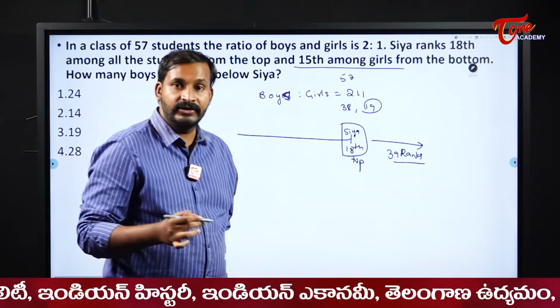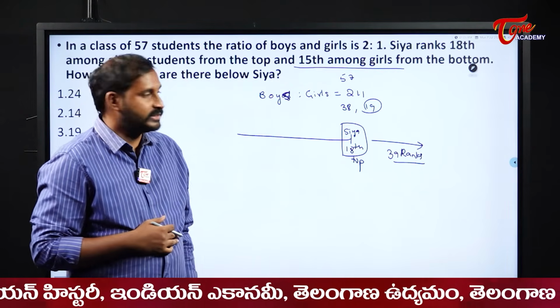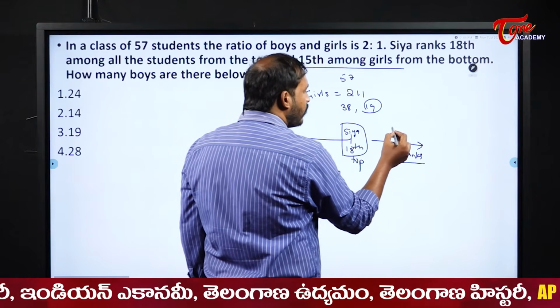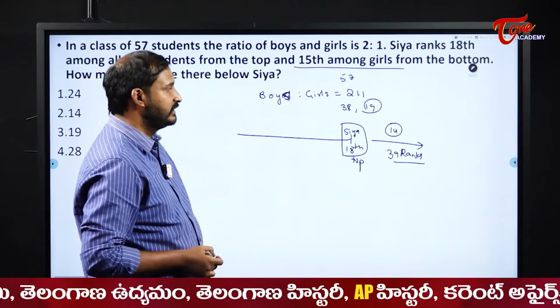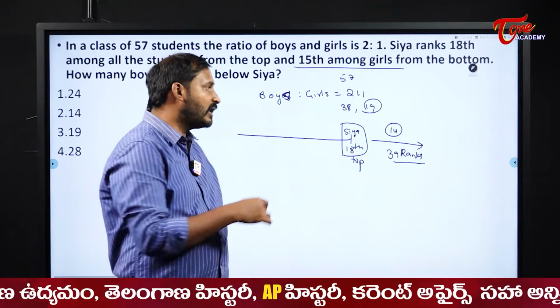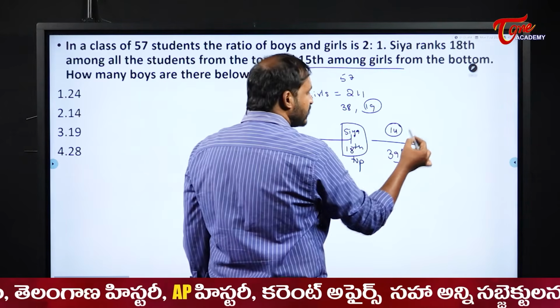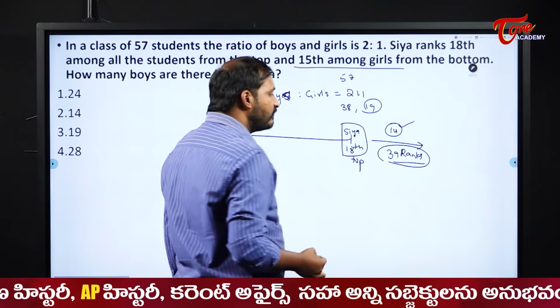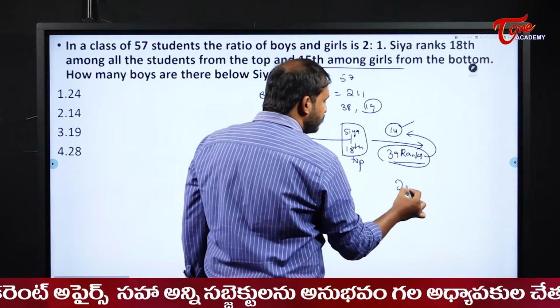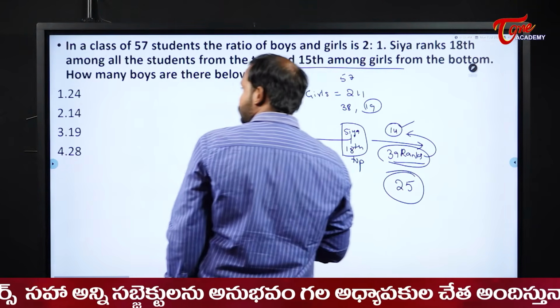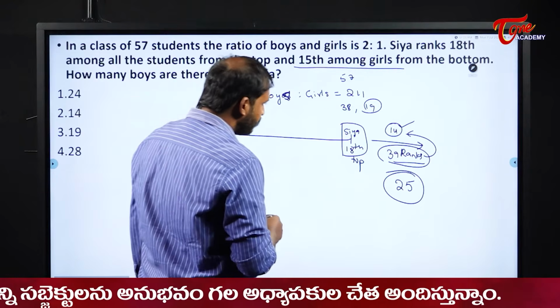39 ranks. In that I need to find the girls. And below her how many girls are there? 14, right? Why? Because from the last she is 15th. That means from below her there are 14 girls. Total how many ranks are there below her? 39 ranks. In that 14 are girls, so how many boys are there below Sia? 25 boys, right?